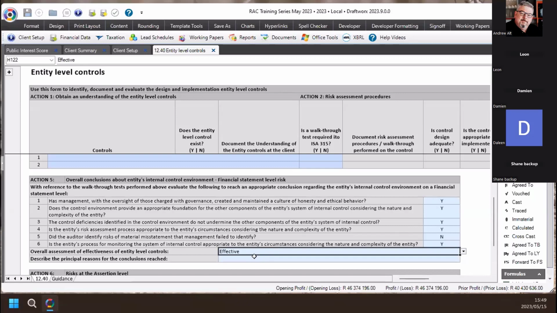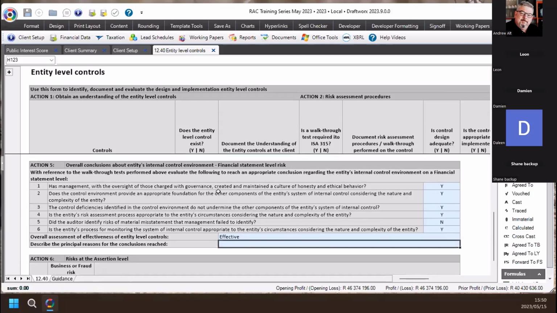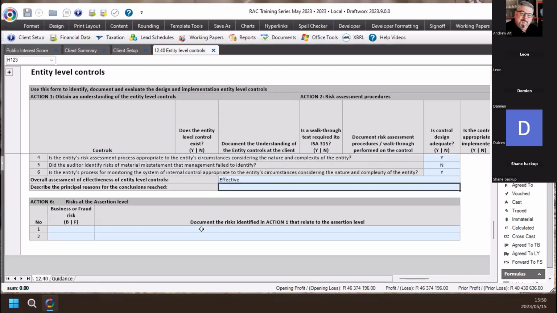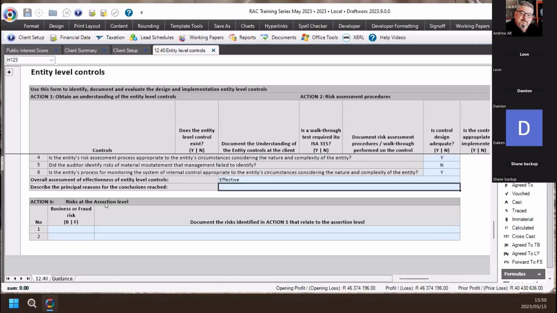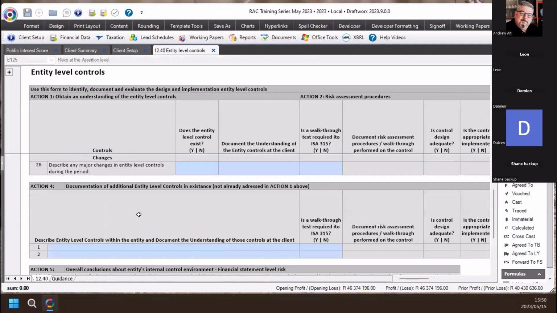Folks, this is not a transactional level control where I say, am I sure that revenue is processed correctly in the accounting system? That's not what we're trying to address at this level. We're dealing with who are you employing? What's the overall accounting system like? We'll deal more with that under IT controls, but it's high level financial statement level stuff that we want to deal with. Sorry, I got that wrong. Action 4 is not assertion level risks. It's action 6 that is assertion level risks.